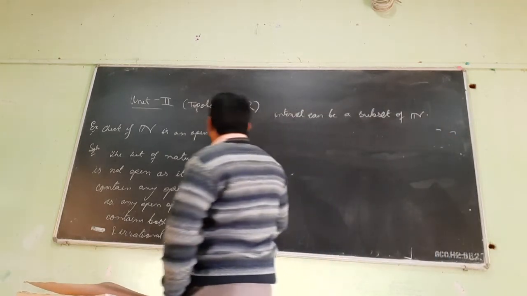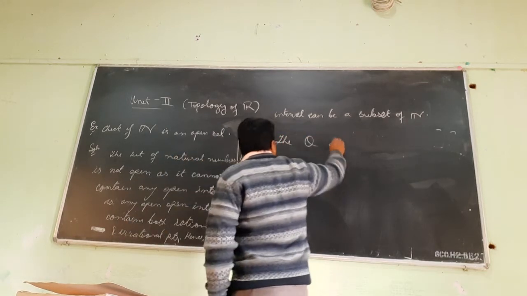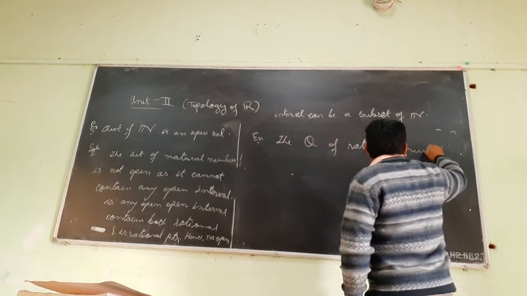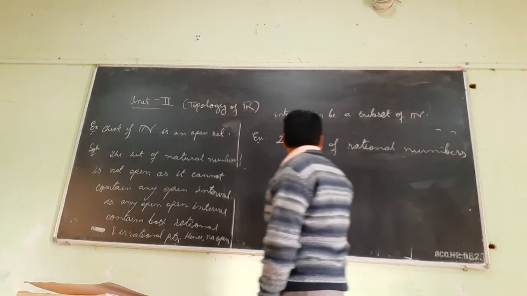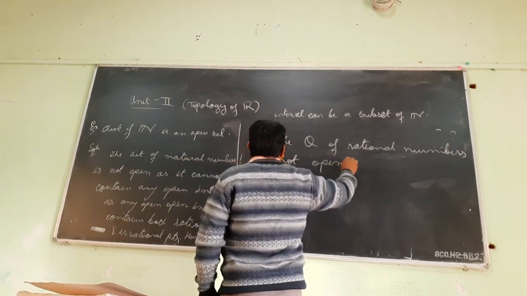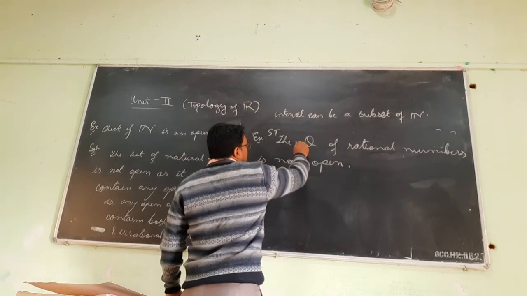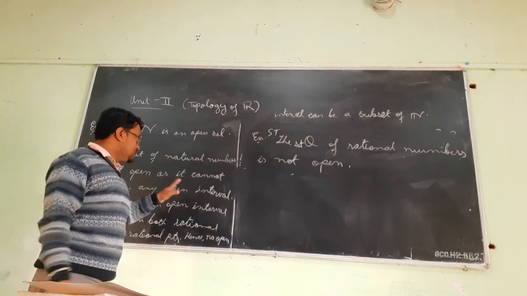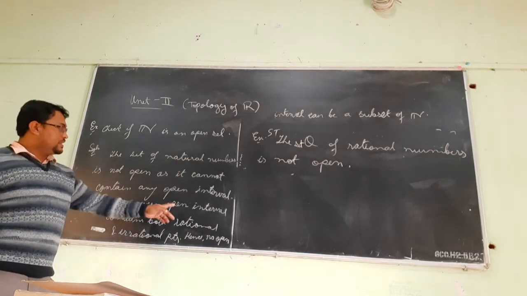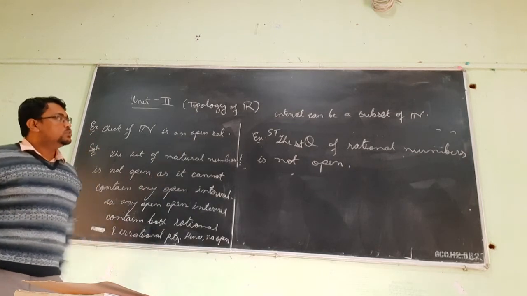Similarly, another exercise: show that the set Q of rational numbers is not open. The justification is similar. The set of rational numbers cannot contain any interval, because every interval contains both rational as well as irrational points. So the set Q is also not open.